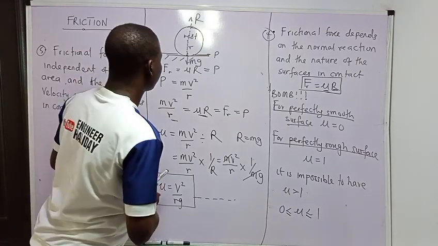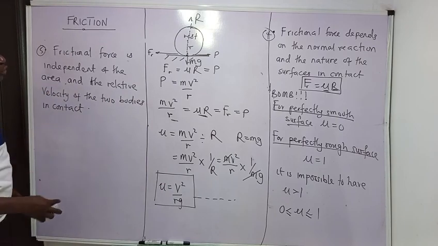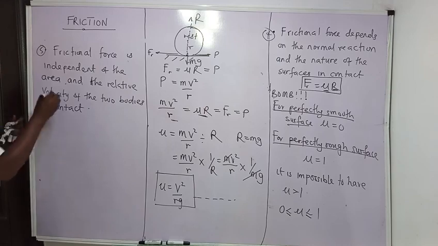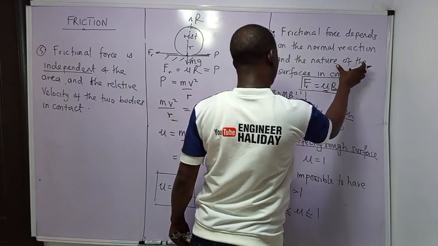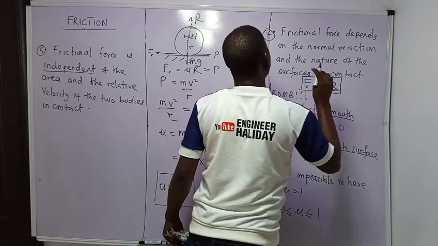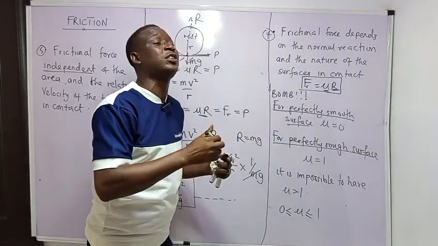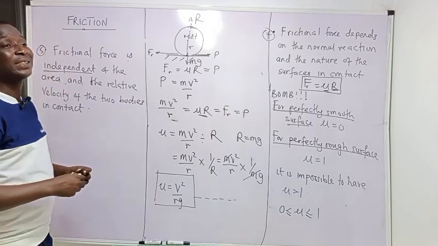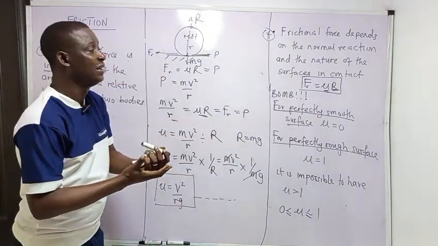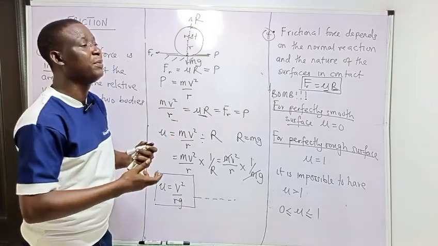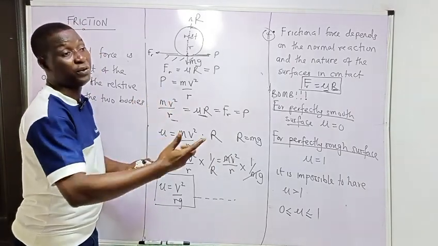Now, we have also said that it is independent of area and relative velocity of two bodies in contact. It only depends on the nature of the surfaces in contact, which is known as the coefficient of friction, your mu, and also depends on the normal reaction, which is a force that is pressing or holding the two bodies in contact. Without contact, no normal reaction. A normal reaction cannot act when there is no contact. Contact can be between a surface and another surface. One might be moving against the other.